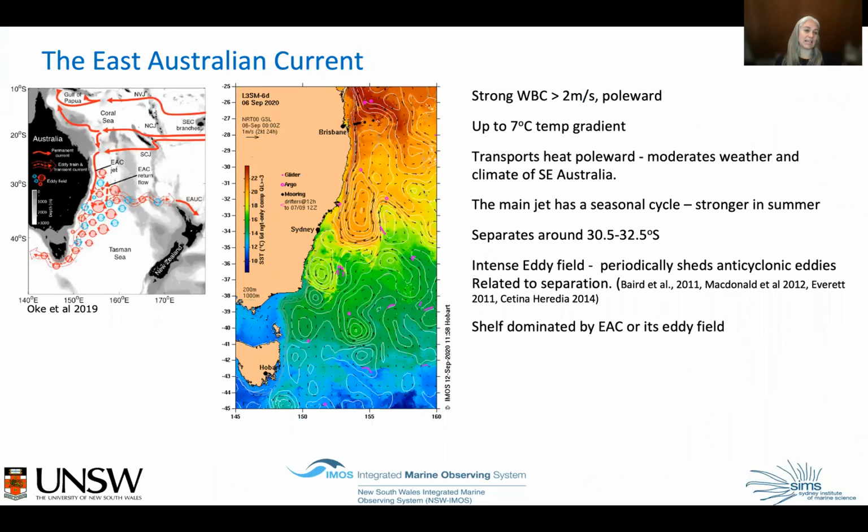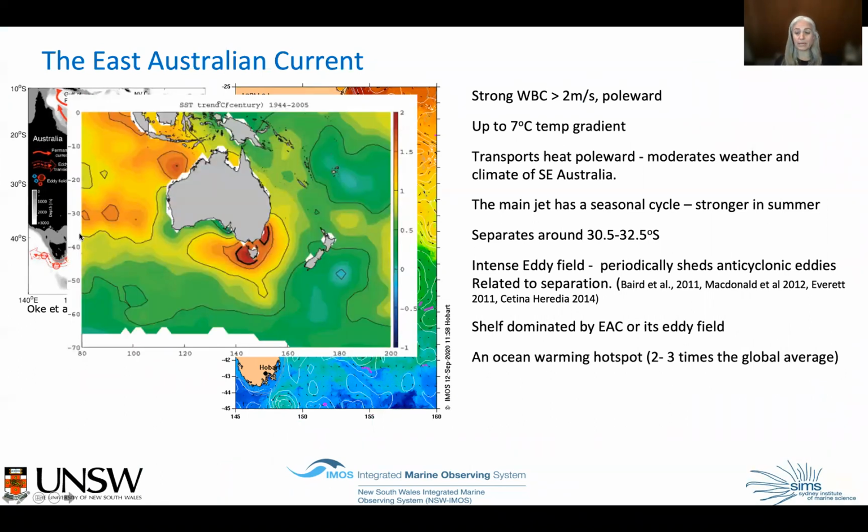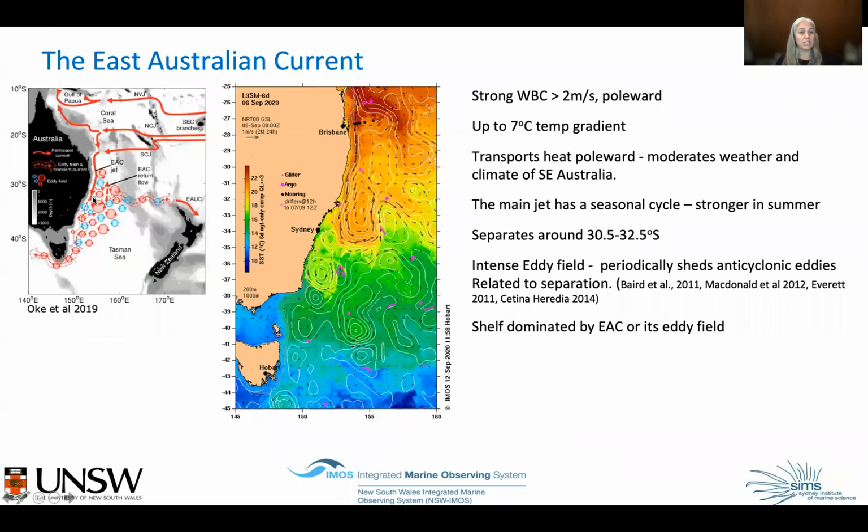So the East Australian Current is a strong poleward flowing western boundary current that flows along the east coast of Australia. As you can see here, it flows down the coast to about 30 to 32 degrees south, where it separates and sheds large mesoscale eddies. You can see some of these eddies shedding off here. We have temperature gradients of up to 7 degrees across the EAC front, and it transports heat and biota poleward.